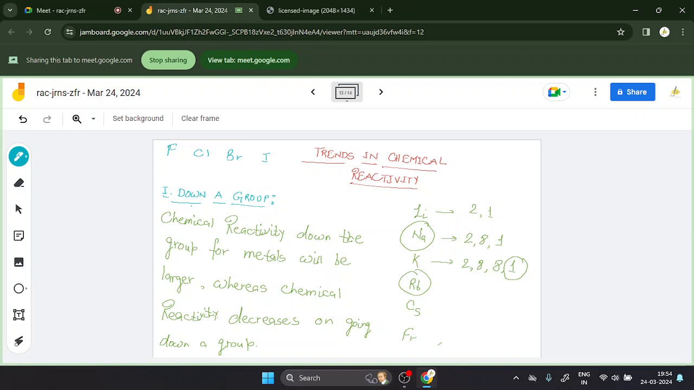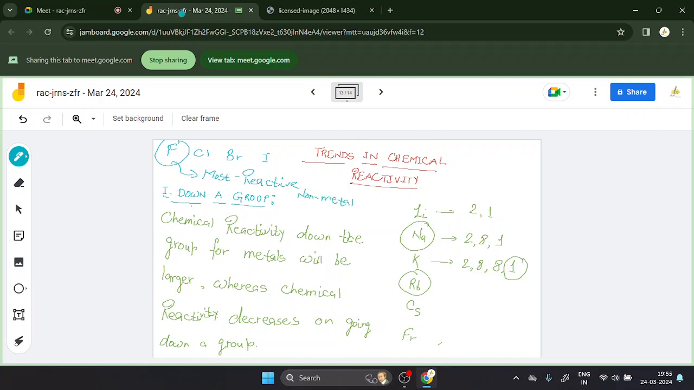Metallic, non-metallic character will decrease, right? Non-metallic character will decrease. Chemical reactivity for metals will increase, whereas chemical reactivity for non-metals will decrease, which means fluorine is the non-metal which is most reactive. Most reactive non-metal. Clear? Fluorine is the most reactive non-metal.